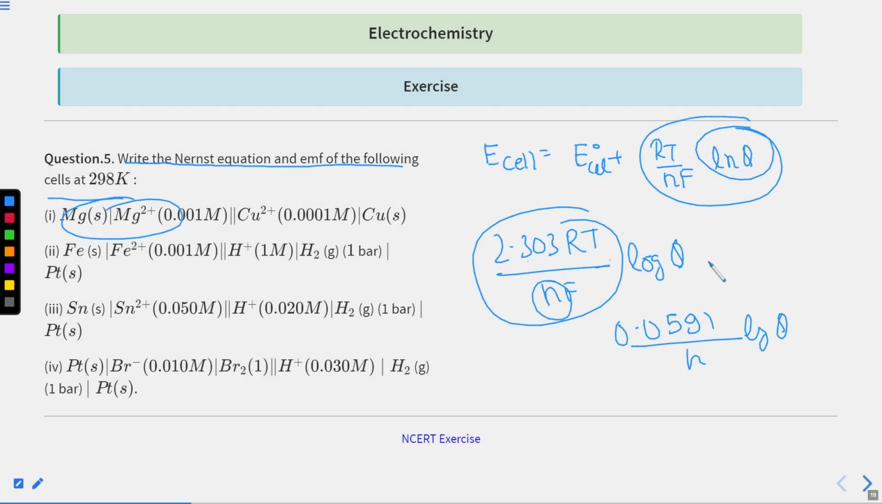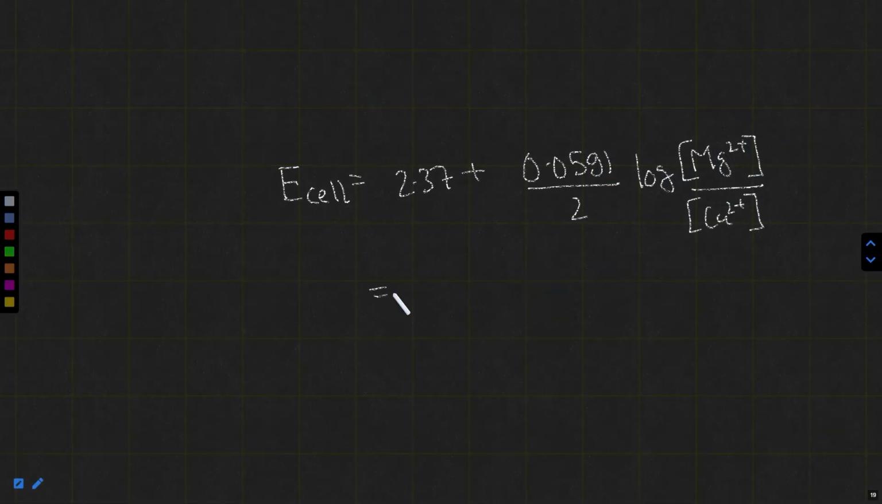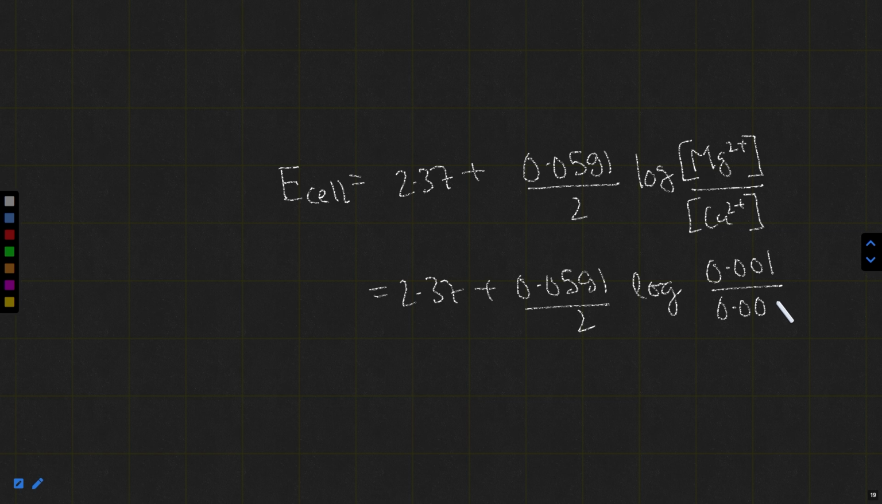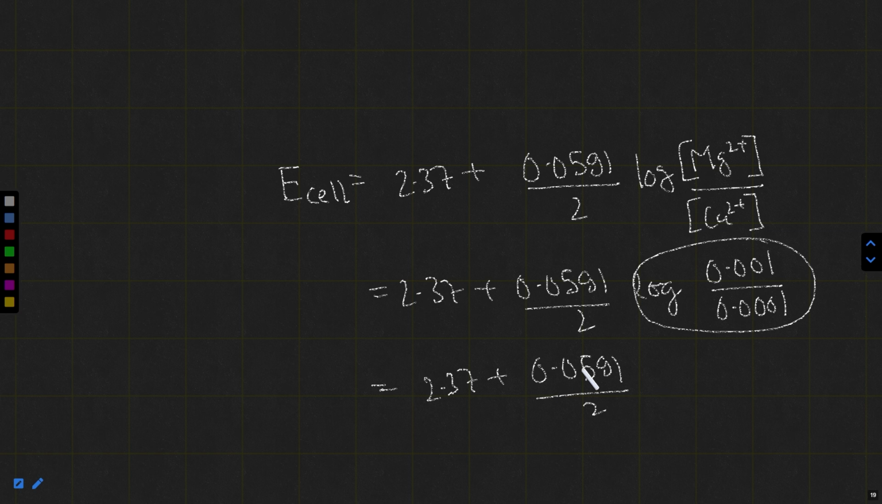So are we given the value of each of these? Yes, of course we are given. It is 0.001. So 2.37 plus 0.0591 by 2 log. Mg2+ is 0.001 divided by Cu2+ is 0.0001. Just solve this simple arithmetic. 2.37 plus 0.0591, so this will be log 10 and its value is 1.